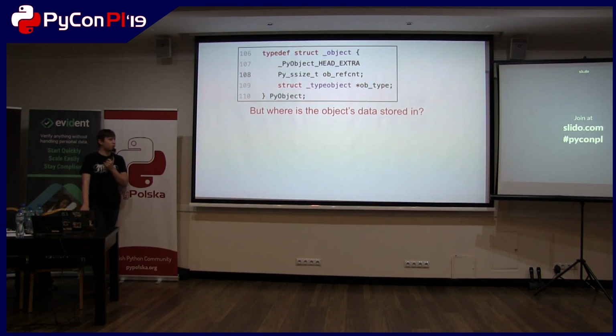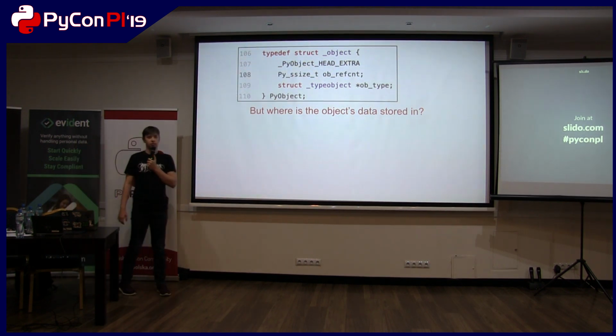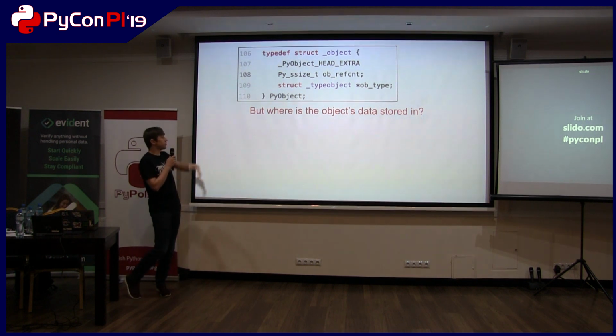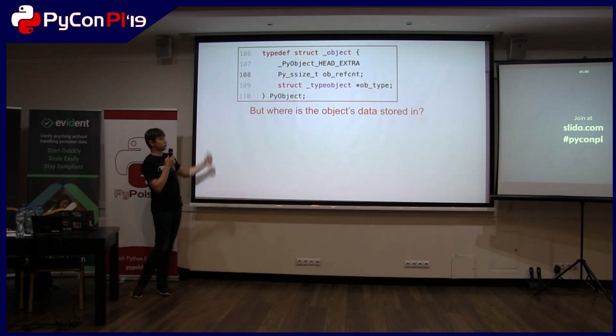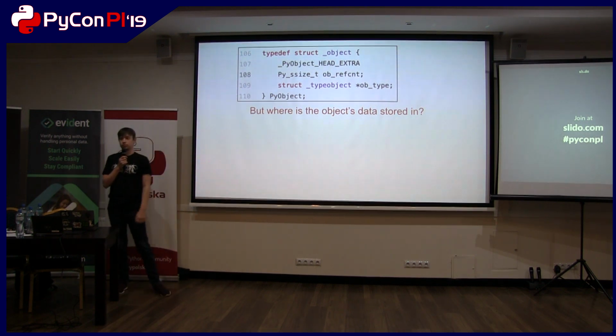Okay, but the question is, where is the object's data stored? Because I told you that everything is a PyObject. So where's the data? If I create a Python integer, it is a PyObject, so where is the data here? Because we only have a pointer to a type object. Any ideas?